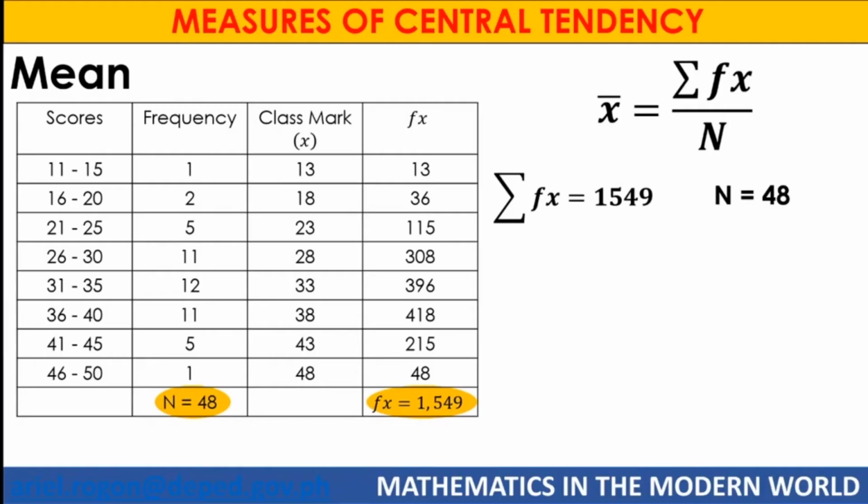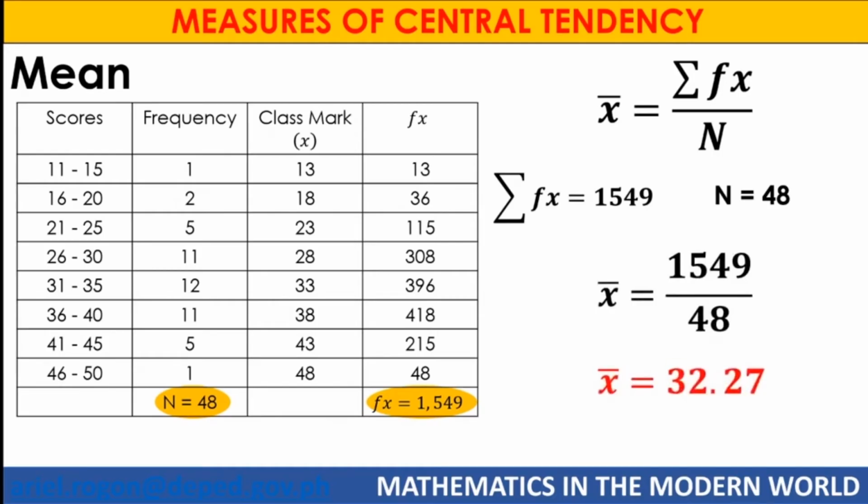So again, follow the formula. The mean is equal to the summation of fx all over n, or divided by n. So we have there 1,549 divided by 48. So it is very important that you use a calculator now because we're going to be dealing with bigger numbers. So 1,549 divided by 48, that is 32.27.